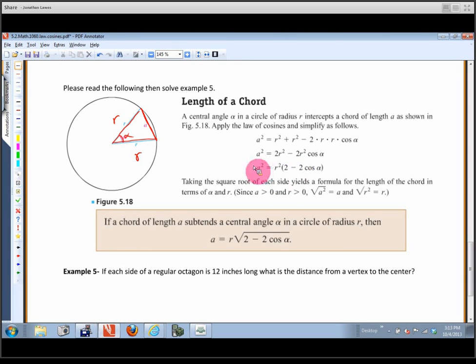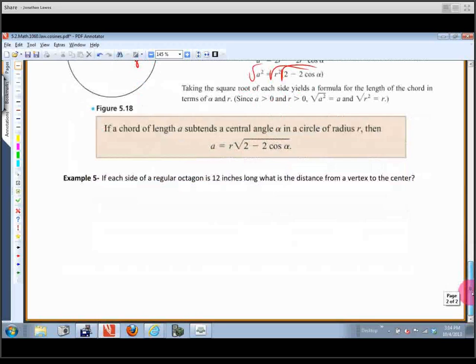And then we can just take the square root of both sides. So if I take the square root of both sides, I get an a here, and it would have to be positive. We don't have to worry about the plus or minus. And the reason I didn't take the 2 out is because we're not going to be able to simplify that using a radical anyways. But radical r squared is r, and then I have the radical of 2 minus 2 cosine alpha. So the way this theorem is stated is if a chord of length a subtends a central angle alpha in a circle of radius r, then you can find the chord length based on the central angle and the radius. And then we'll just use this formula.